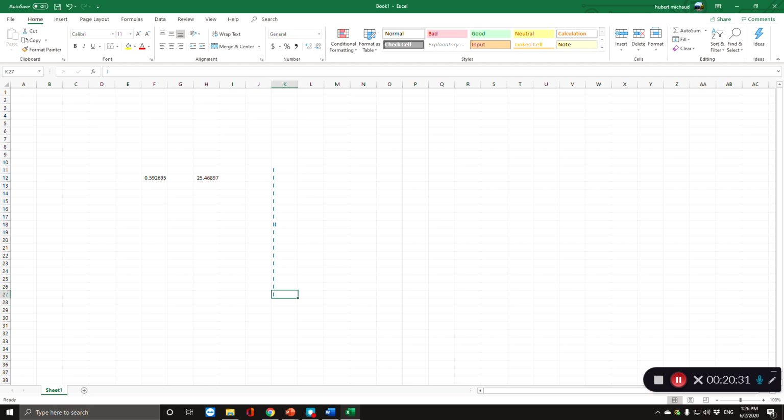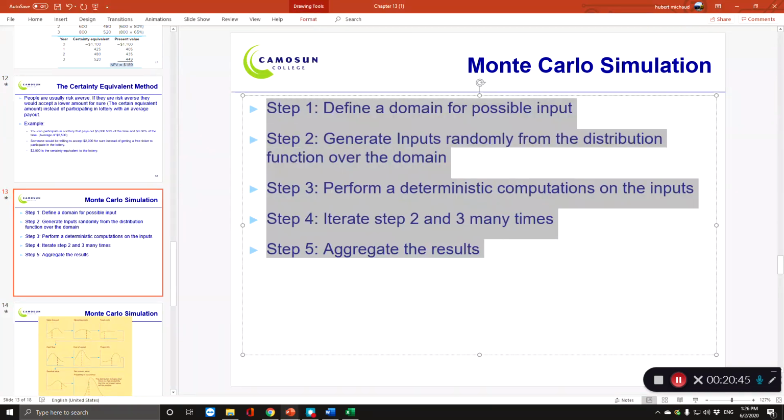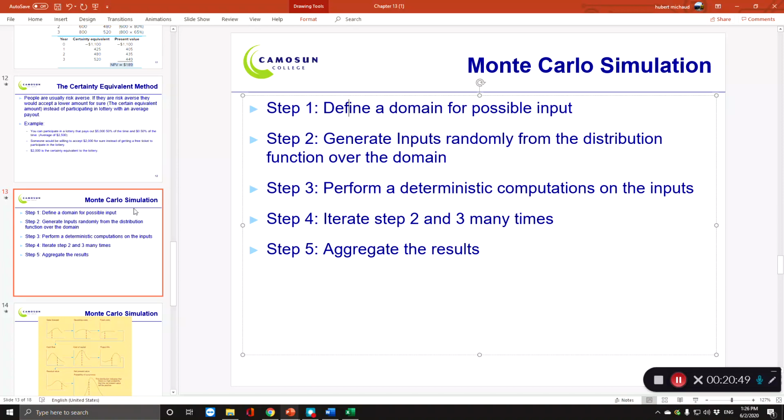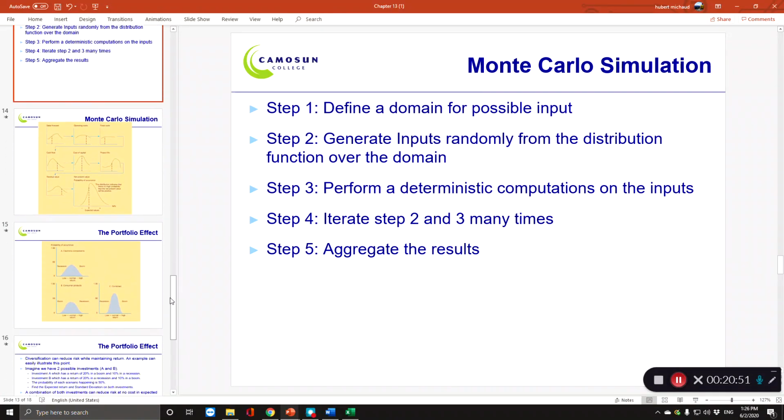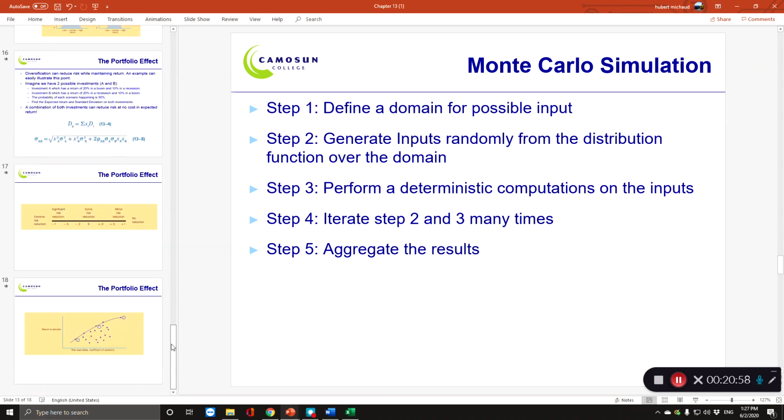I think I would need to make sure that everyone has a stats background and a little bit of programming background, or I would have to spend a lot of time doing some programming. So I don't want to tell you exactly how to do that, but I think it's important to understand the steps and be able to explain them to me. Is that good? Hopefully that's fine. Okay, the last thing I want to talk about is the portfolio effect.